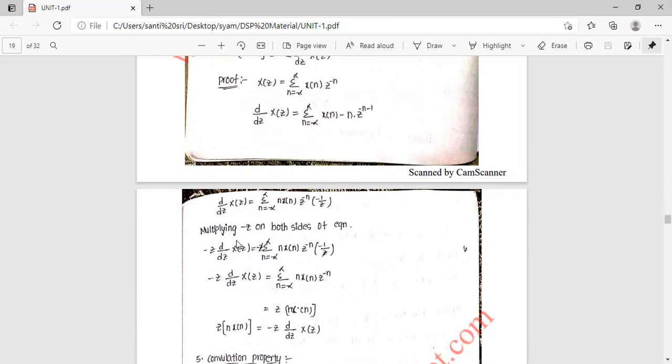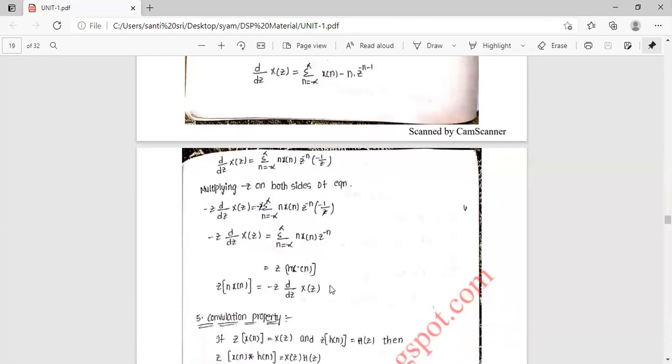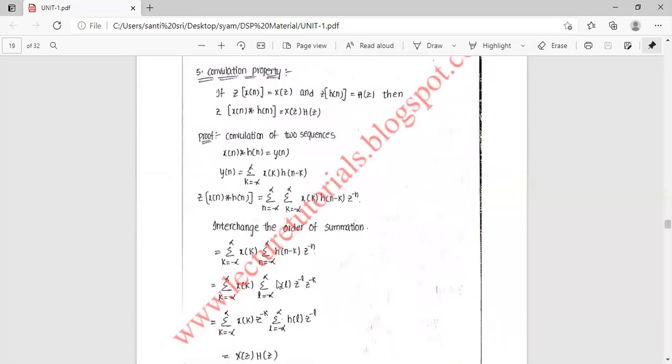So minus z into d by dz of X(z) is equal to minus z into sigma n is minus infinity to infinity n into x of n into z power minus n into minus 1 by z. The factors get cancelled, so that minus z into d by dz of X(z) is equal to sigma n is minus infinity to infinity n into x of n into z power minus n, which is the z transform of n into x of n. Therefore, the z transform of n into x of n is equal to minus z into d by dz of X(z).